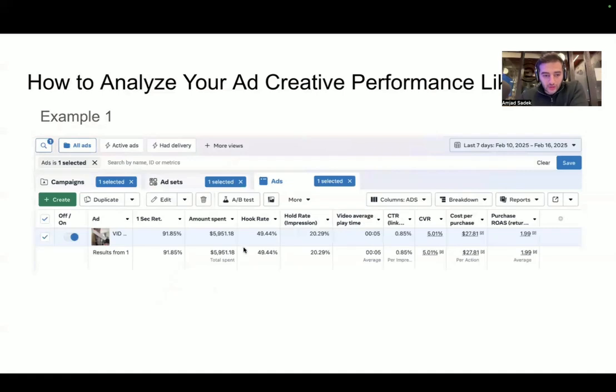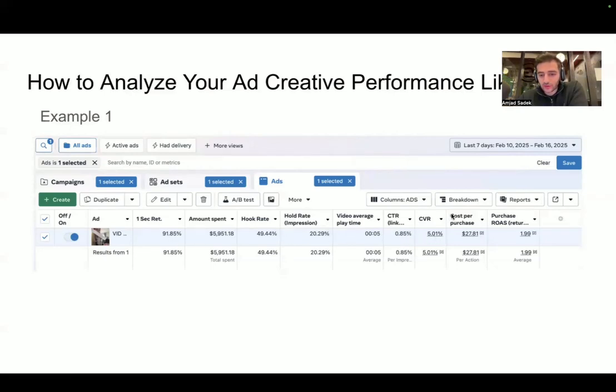And this is how it looks in the ad account. You can see this ad here, for example, has 91% 1-second retention. The amount spent is almost 6K. Hook rate is almost 50%. Hold rate, 20%. Video average play time is 5 seconds. CTR is below the average in the account and below the benchmark, but it's still fine because all other metrics are good. So we can keep saying, okay, this ad is good.